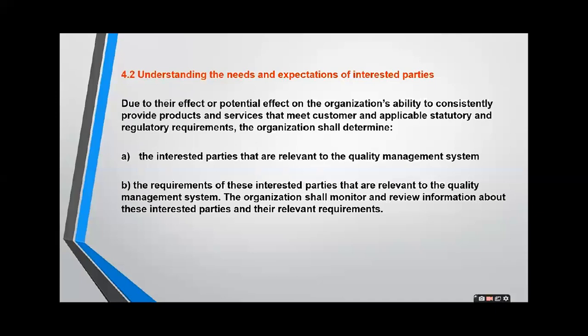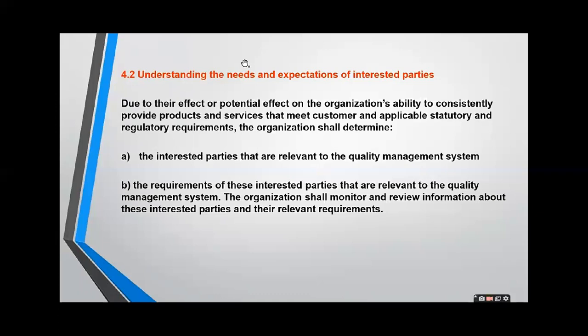And by understanding and addressing the requirements of the interested parties, an organization can enhance customer satisfaction. On the other hand, you're also meeting the regulatory obligations and you're improving the overall performance. So that's, you can say, part of this subclause 4.2.